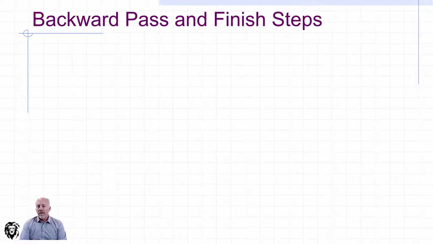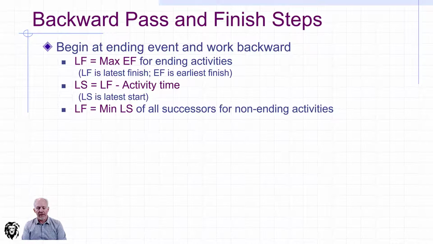So now that's the first pass, if you will, or the first stage. So we have to now do the second tier, which is the backward pass, and that's going to allow us to determine what the latest finish and latest start is. I say them in that order because we're working backwards through the network diagram.